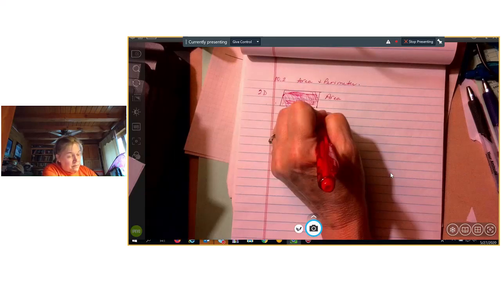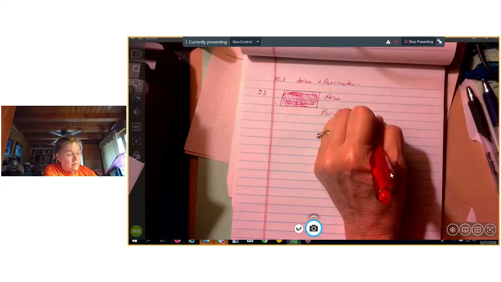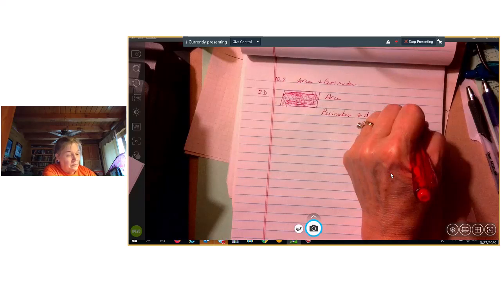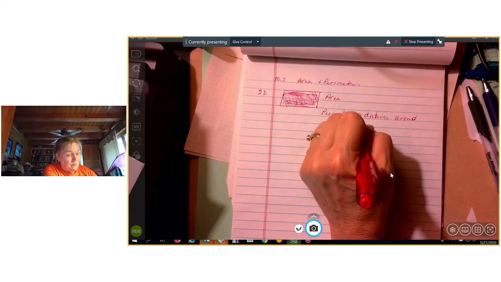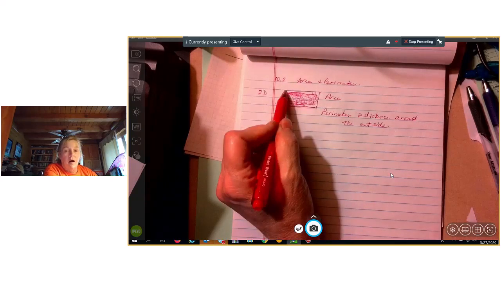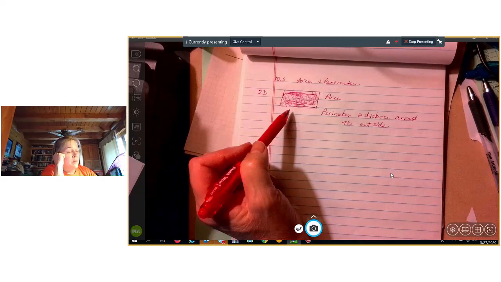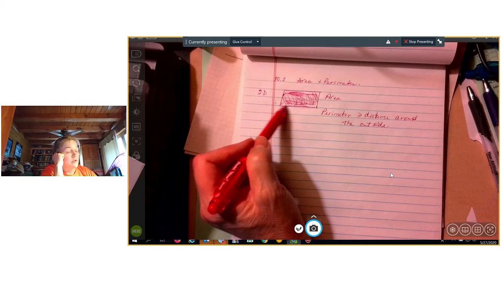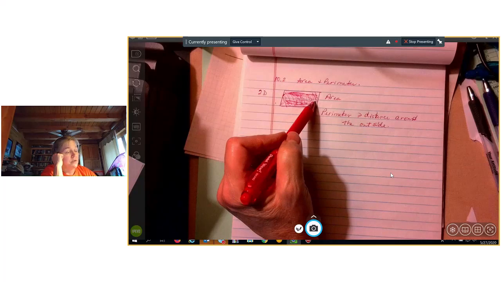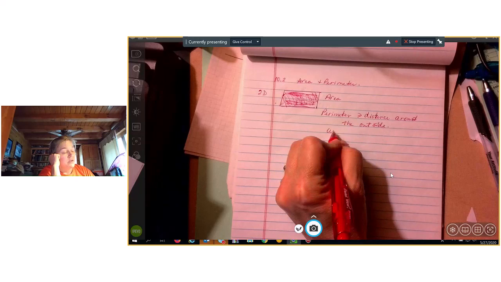The perimeter is going to be the distance around the outside. Now, because I am just adding up all these distances, or even if I multiplied the length times 2 and adding the length times 2, the width times 2 here, my perimeter is always going to be just in units.